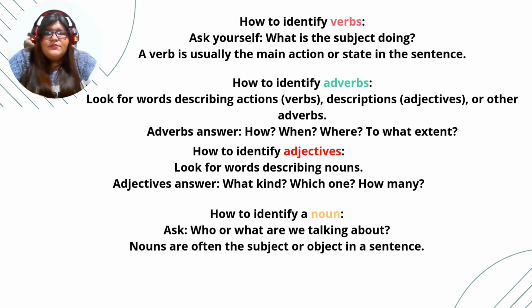A verb is usually the main action or state in the sentence. Then we have how to identify adverbs. Look for words describing actions, verbs, adjectives, or other adverbs. Answer how, when, where, to what extent. How to identify adjectives? Look for words describing nouns. Adjectives answer what kind, which one, or how many.